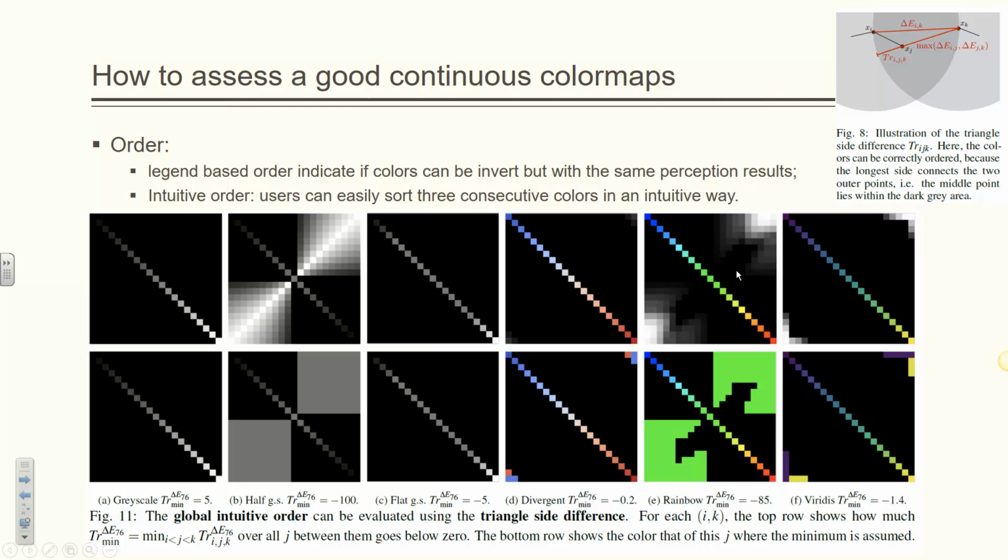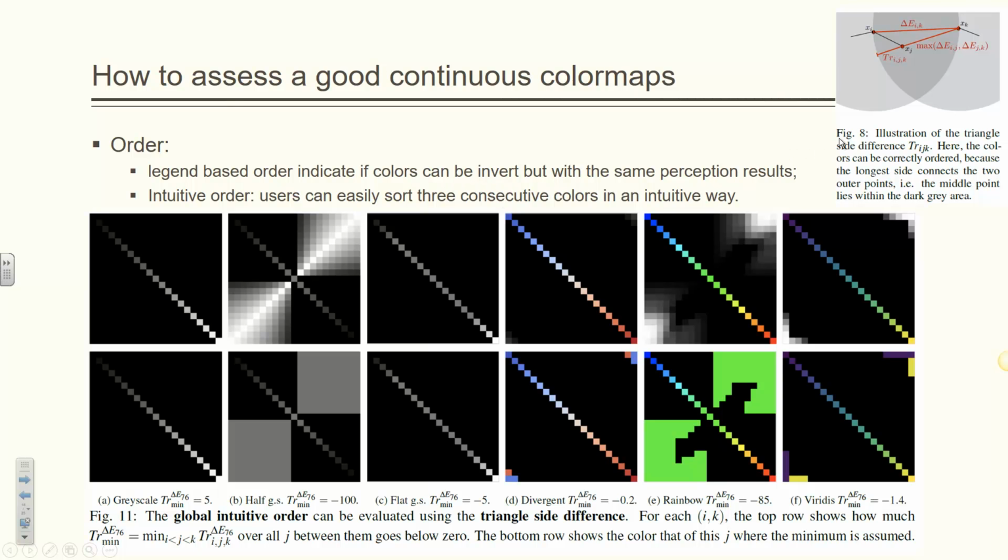The order has 2 parts. This paper illustrates 2 parts of the order, the legend-based and intuitive order. Legend-based order indicates if colors can be inverted but with the same perception results, which means when we see a legend, we can invert 2 colors on the legend, but the results will stay the same. But with the intuitive order, users can easily sort 3 consecutive colors in an intuitive way.